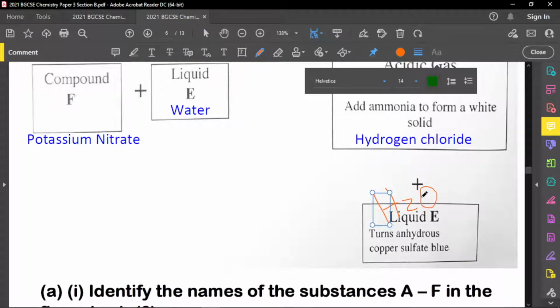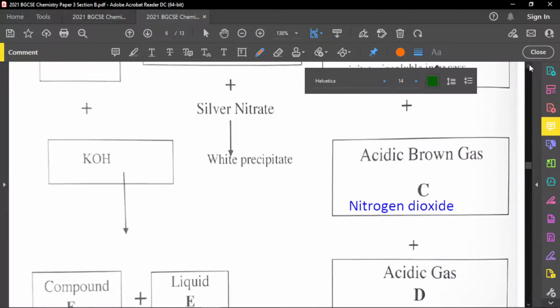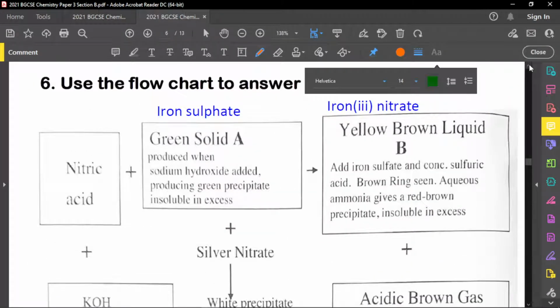And then just to make a point right here, water turns anhydrous copper sulfate blue. So it becomes a blue substance once you add water to it. Anhydrous means without water, which is a solid form. And here now, nitric acid reacts with green solid A, and what you're going to get as a result is a yellow-brown liquid, plus other substances.